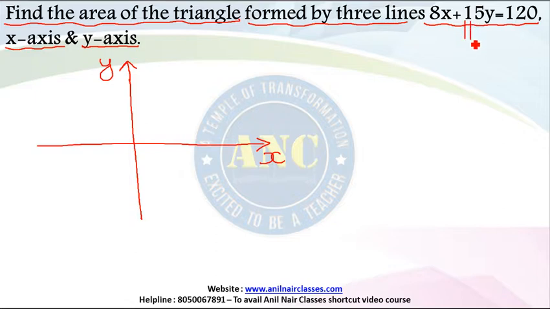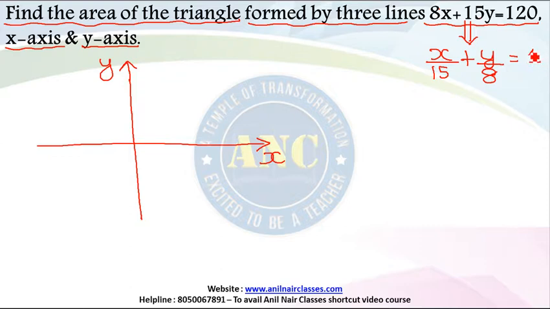Now, this equation, right hand side is 120, but I should make it as 1. Divide both sides by 120. 8x by 120 is x by 15. Or in simple language, whenever I want to express in terms of intercept form, the x coefficient will become the denominator of y, and the y coefficient will become the denominator of x. As simple as it can be. That means x by 15 plus y by 8 is equal to 120 by 120, which is nothing but 1, right?